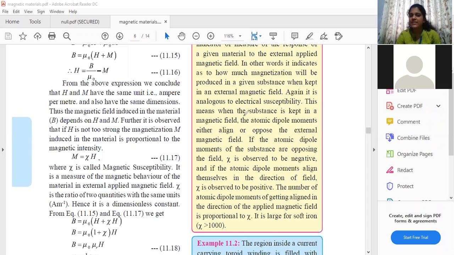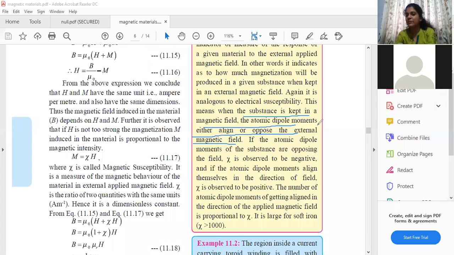This means that when the substance is kept in a magnetic field, the atomic dipole moments either align or oppose the external magnetic field. When a material is kept inside a solenoid, because of the external magnetic field, the magnetic dipole moments inside the material, which were in various directions, are now aligned. Students, it depends upon the alignment as well. If the alignment is along with the external magnetic field, then we can say that it has magnetic characters. It is written ahead. Let us concentrate first on the part that I've underlined.